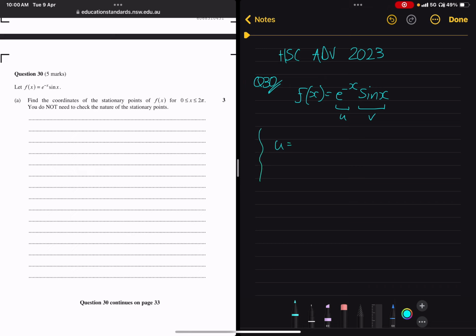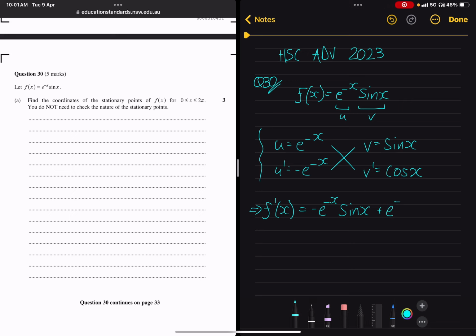We've got u is e to the minus x. This means u prime is minus e to the minus x. e to the x stays the same, but there's a minus 1 from the power. v is sine of x, and the derivative of sine of x is, of course, cosine of x. So these are easy derivatives. This means our total derivative, f prime of x, is going to be equal to u prime v plus u v prime, which will be minus e to the minus x times sine of x, plus e to the minus x times cosine of x.